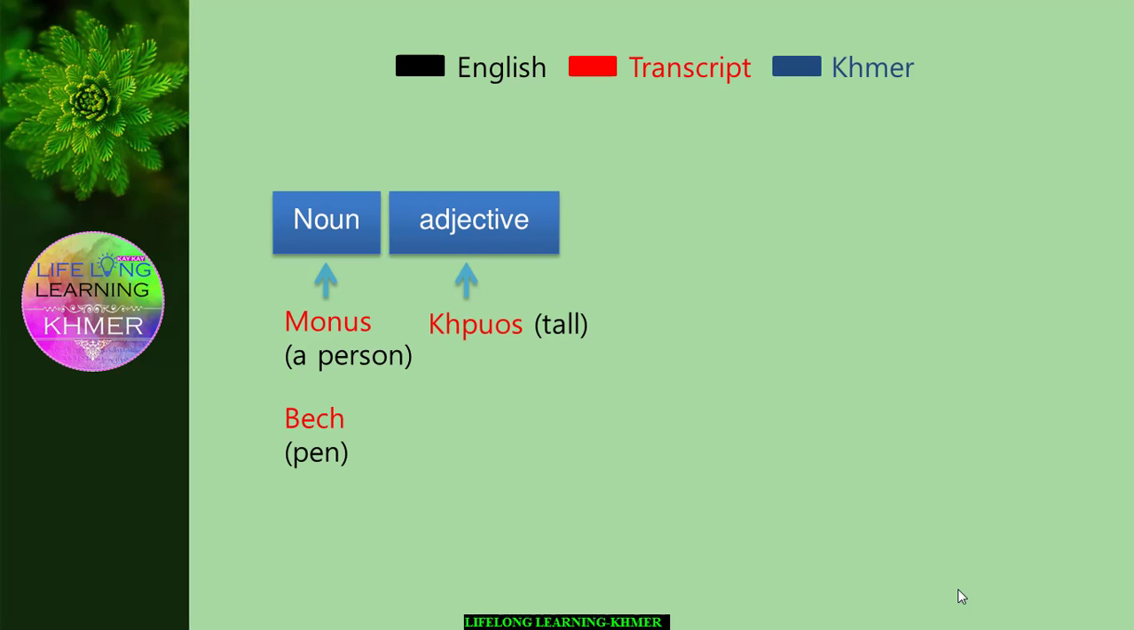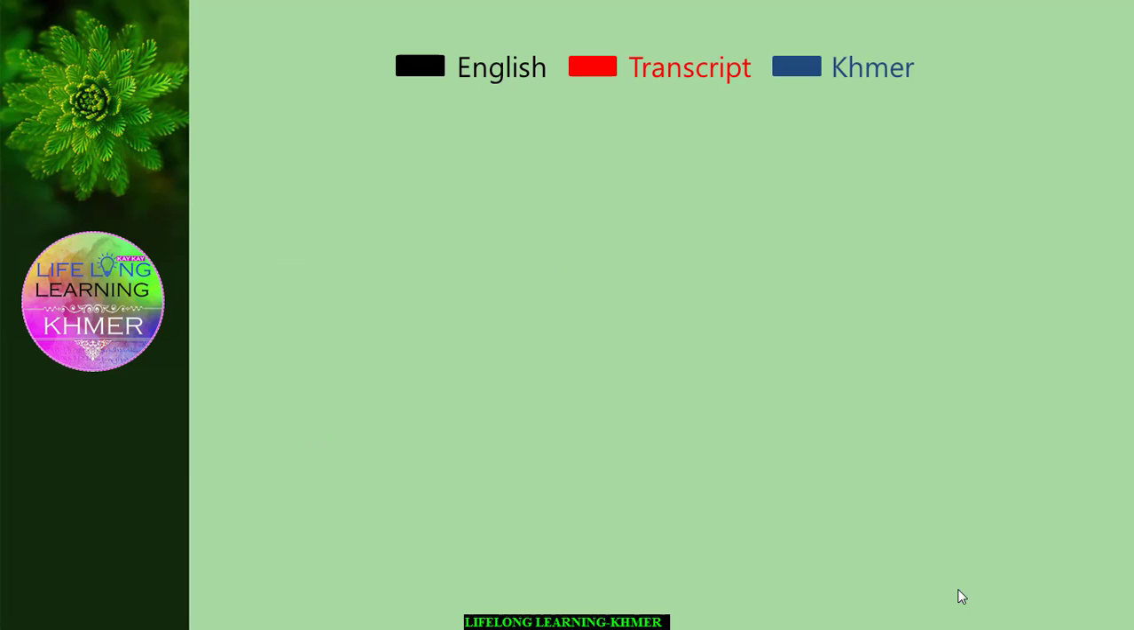Another example, pen, and then the adjective of color is krohom, which is red. Pen krohom. In English you say a red pen, but in Khmer we say a pen red. Alright, so this is the position of the adjective in Khmer.